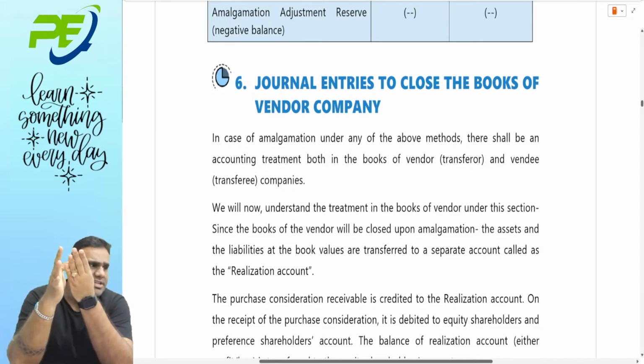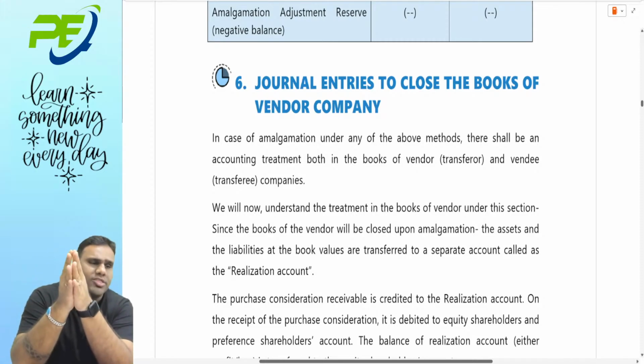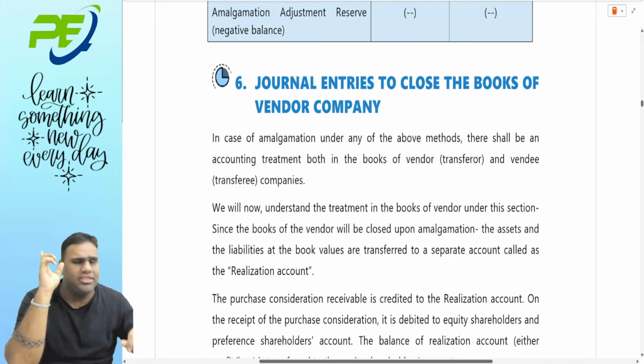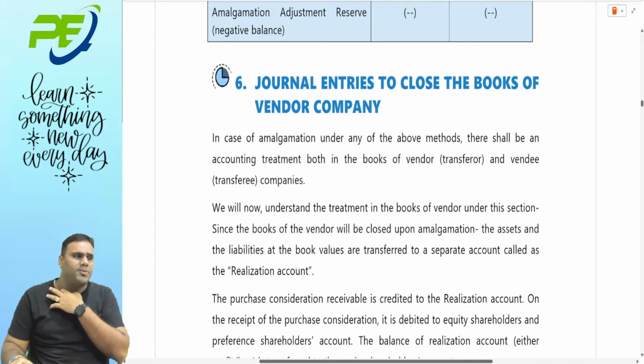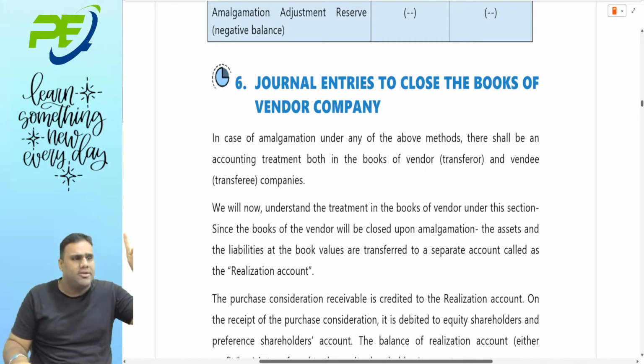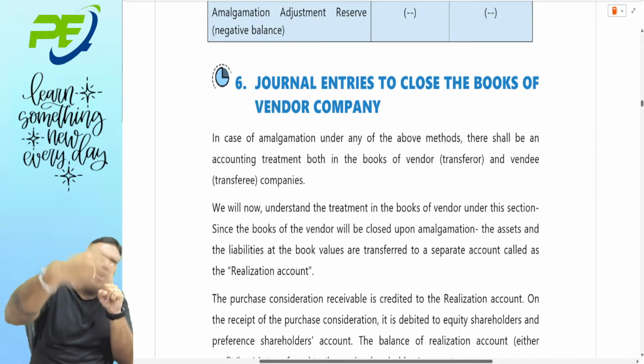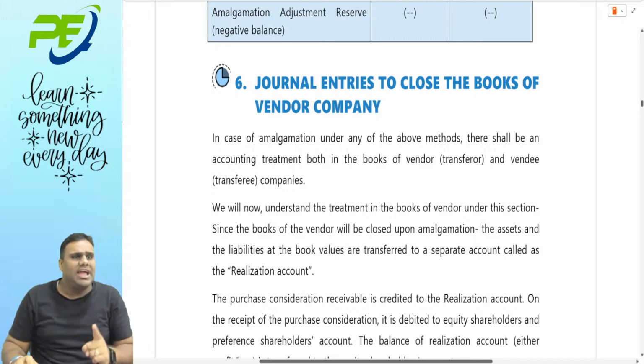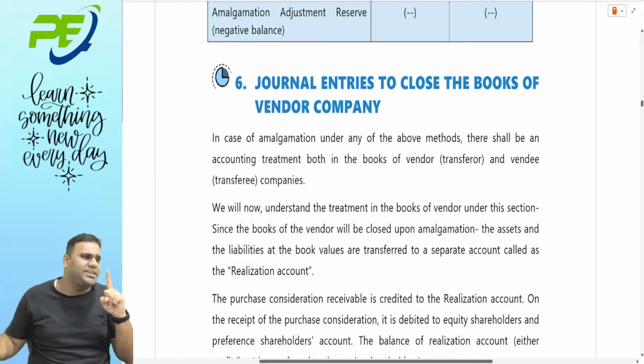There we saw four illustrations in the last class. Then we moved on to the next very important concept of this chapter, journal entries in the books of the selling company. Around 10 or 11 entries we have written. Let's revise those entries quickly and then we'll start the problem. So what is step number one? Transfer all the assets. Journal entry: realization to assets. Realization to assets.